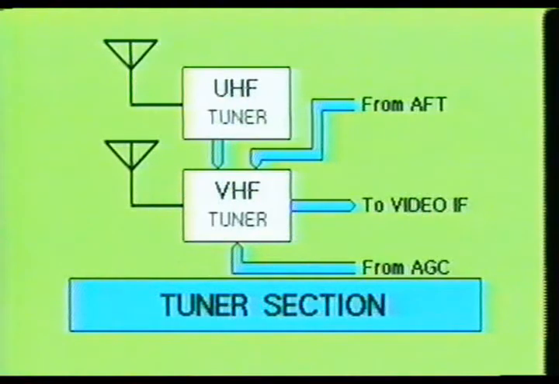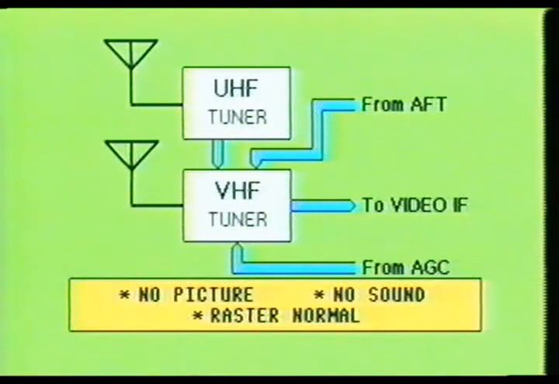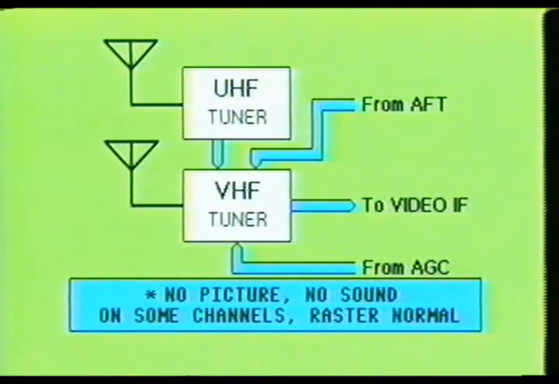Defects in the tuner stage can cause a number of problems with the video image, color, and sound reproduction in the television receiver. For example, the raster on the screen may be good, and yet the picture and sound may be missing altogether on all the channels. Or the raster may be good, and the picture and sound may be missing on just some of the channels.